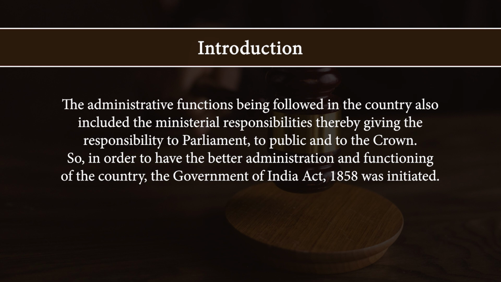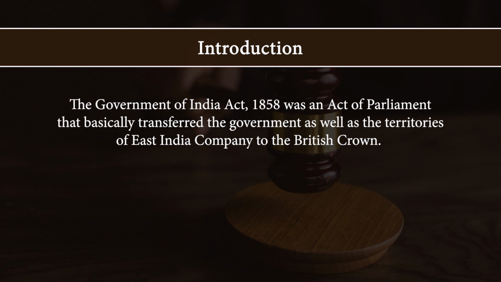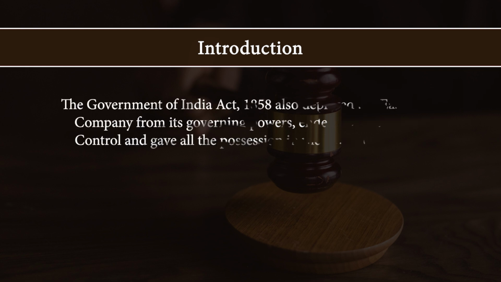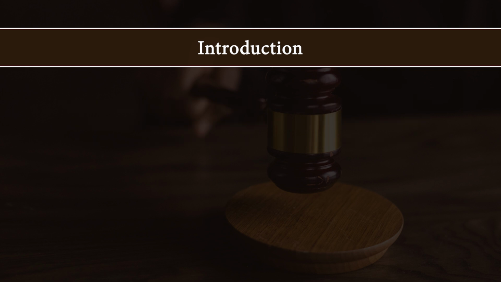So, in order to have better administration and functioning of the country, the Government of India Act 1858 was initiated. The Government of India Act 1858 was an act of Parliament that basically transferred the government as well as the territories of the East India Company to the British Crown. It also deprived the East India Company of its governing powers, ended its Board of Control and gave all the possession into the hands of the Crown.